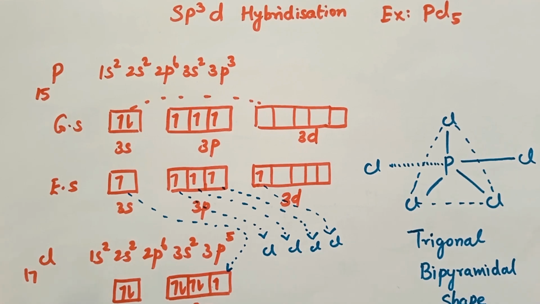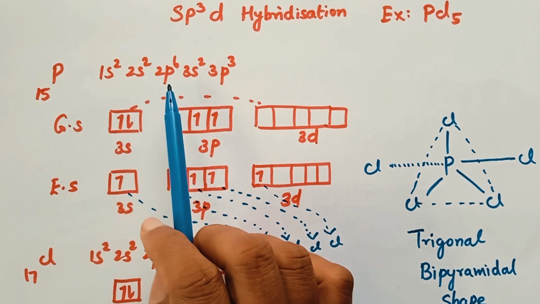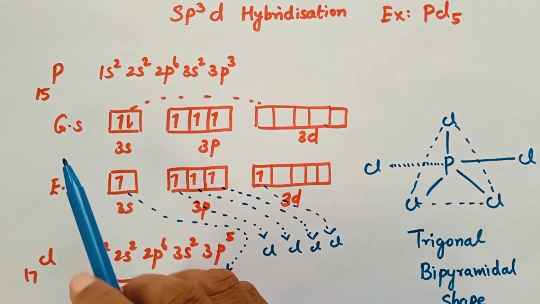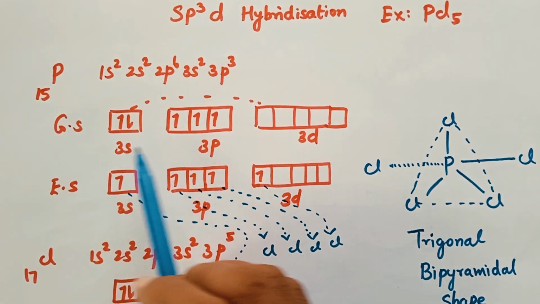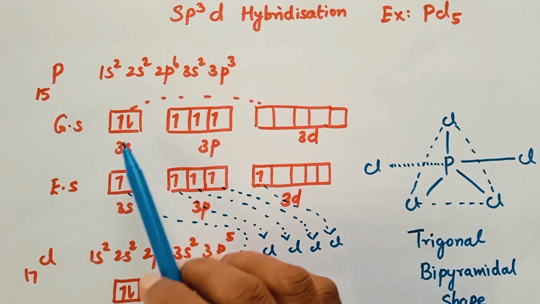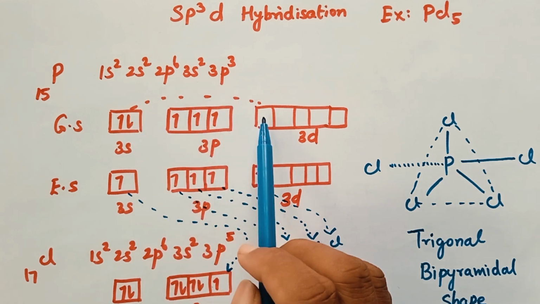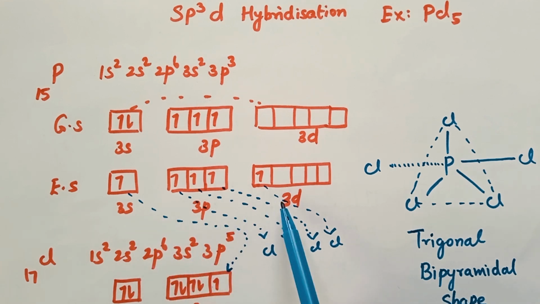Next we are going to see sp3d hybridization. Example is PCl5. Phosphorus, having atomic number 15, has an electronic configuration 1s2, 2s2, 2p6, 3s2 and 3p3. In the ground state there will be 2 electrons in the 3s orbital and 3 electrons in the 3p orbital. In the excited state, 1 electron from the 3s orbital jumps to the 3d orbital and it forms sp3d hybrid orbitals. So there will be 5 unpaired electrons in phosphorus.